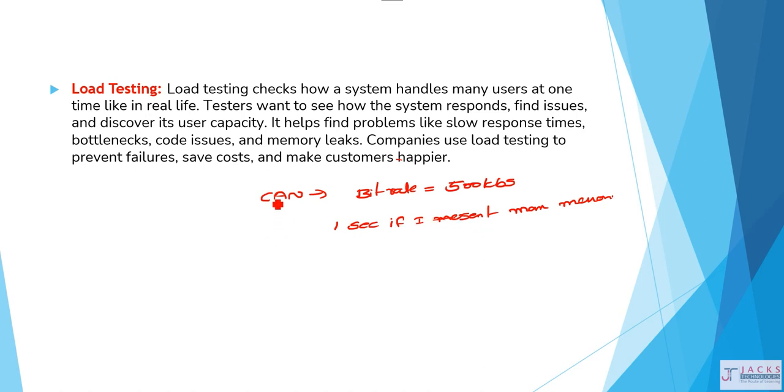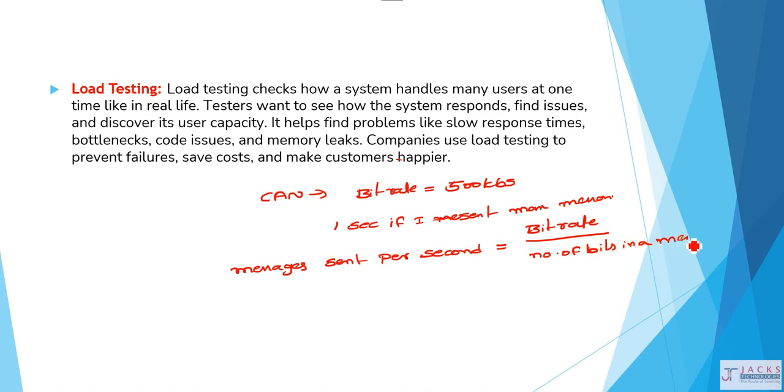Let me give you more information on it. Guys, look here. Messages sent per second equals bit rate divided by number of bits in a message. Guys, you know what is bit rate? 500 kbps. Now, number of bits in a message, that I'll explain to you.